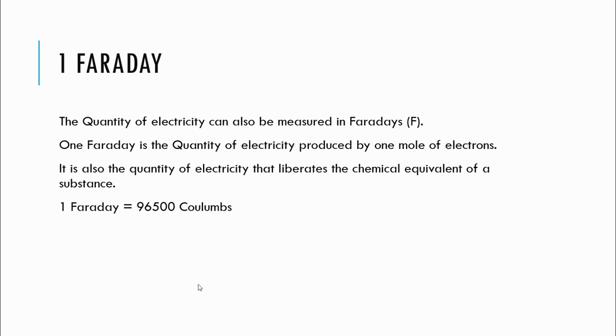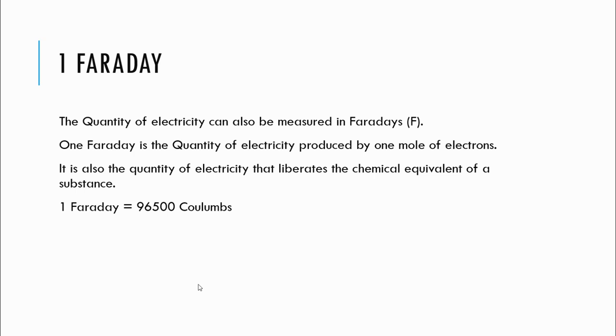For example, if I want to produce sodium metal, Na plus is going to become Na by gaining 1 electron. So 1 mole of Na, which is 23 grams, becomes the metal by gaining 1 mole of electrons. For me to produce 23 grams of sodium, sodium needs to gain 1 mole of electrons. And that 1 mole of electrons needs how many coulombs? It's 1 Faraday.